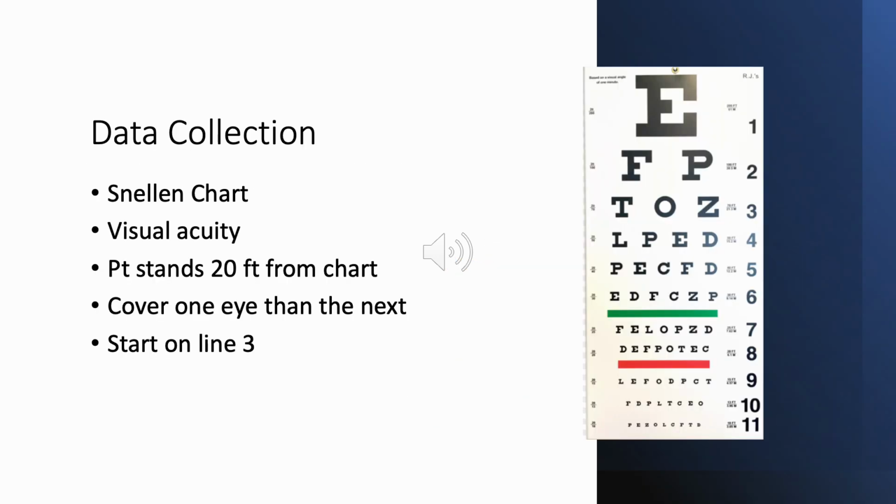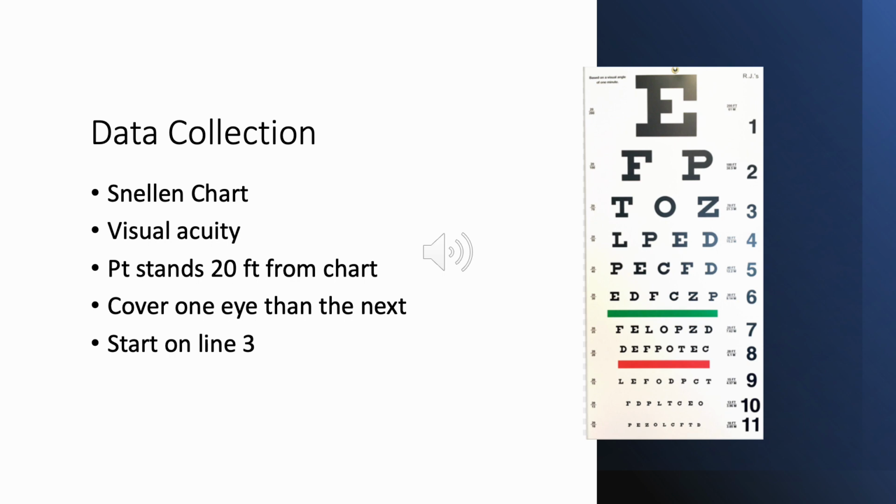First, we're going to talk about some assessment techniques and what data collection looks like for people with eye disorders, or even people that are just having annual exams, because everybody should have an annual eye exam after 40. So this is the Snellen chart, and I'm sure you are familiar with this. It tests visual acuity, in other words, how well you can see.